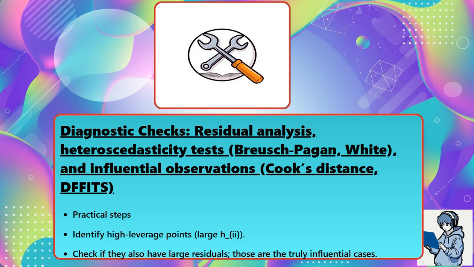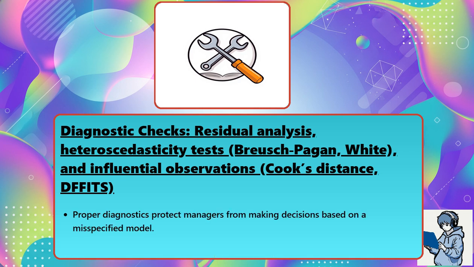Practical steps. First, identify high leverage points, large h sub ii. Second, check if they also have large residuals. Those are the truly influential cases. Third, options. Verify data entry, consider robust regression, or report results with and without the outlier. Proper diagnostics protect managers from making decisions based on a misspecified model.